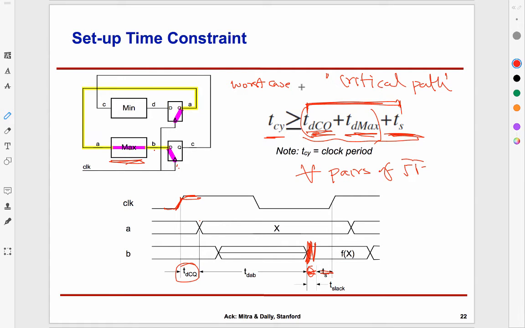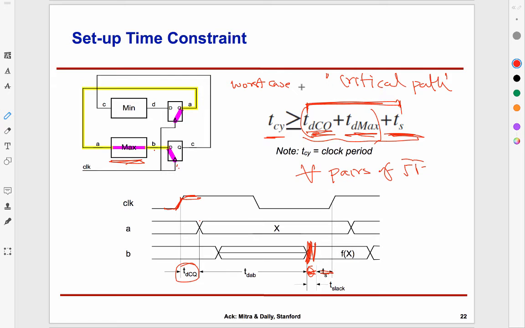So in this diagram, we have two paths which start at a flip flop and end at a flip flop. The other one starts at C, goes through min, and ends at D. We did not talk about it, but we'll have a similar constraint coming from there, and we are going to take the worst case of the two.